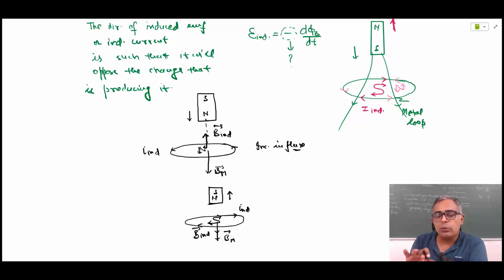So whatever you do, either you pull the magnet away from the coil, or you try to push the magnet towards the coil, whenever there is a change in flux, that change in flux is resisted by an induced current. It will not let the magnet move towards or away from the coil.